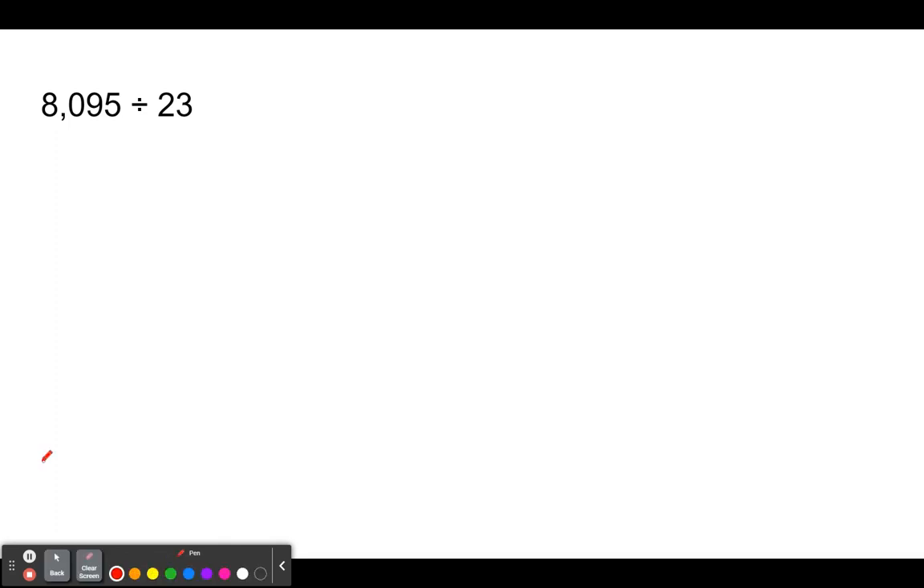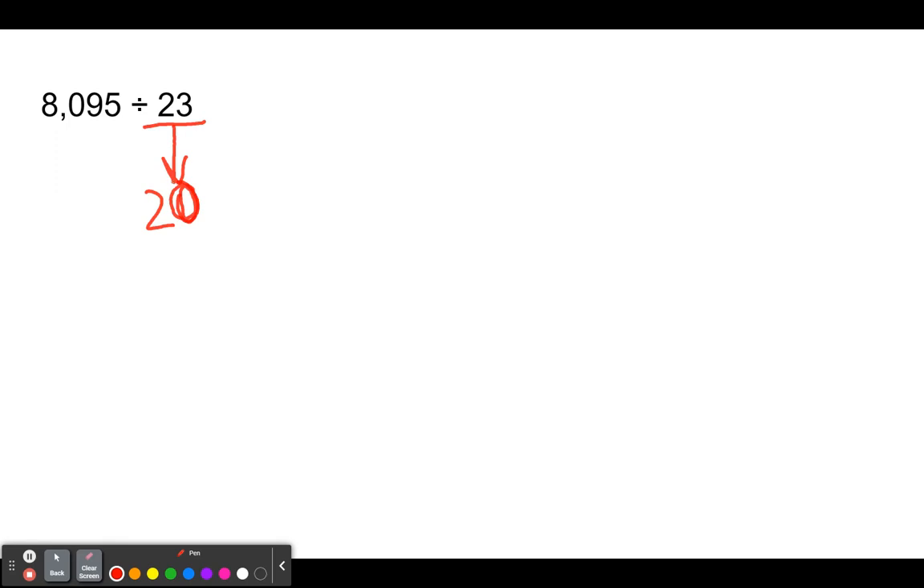So when we start rounding, I'm actually going to go ahead and round my divisor first. This is going to tell me what I need to round my dividend into. So 23 is about 20. Right? So we're going to go ahead and round 23 to about 20 or 2 tens. That's going to give us an easier number to work with.